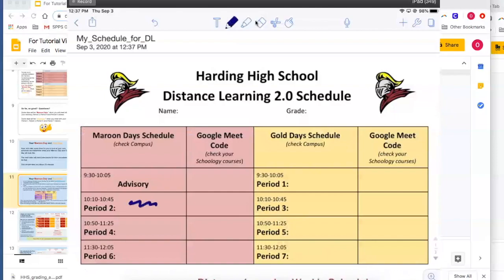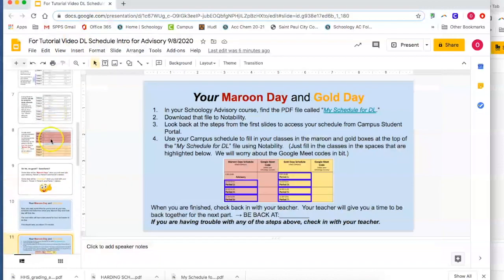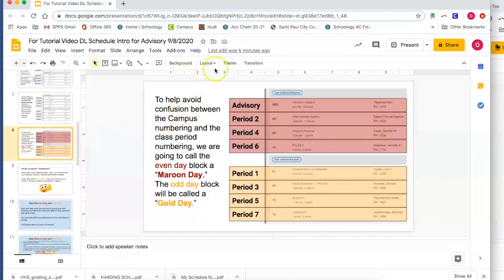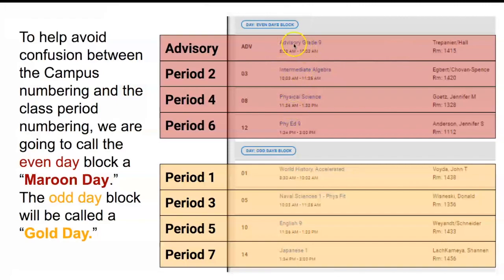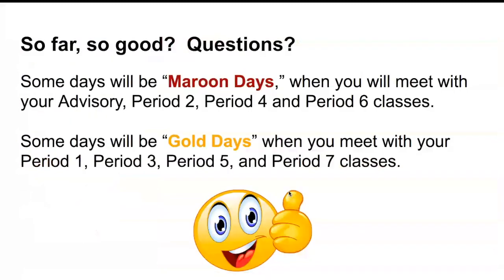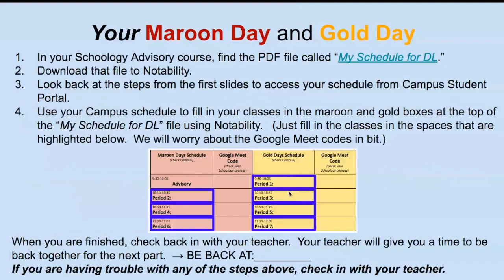What you're going to be writing in there, of course, is your class schedule. So at this point, what you would do is go back to the schedule that we pulled up here, the even and odd schedule, and take a minute to copy the courses that are going to meet on the maroon days. Of course, we already have advisory filled in there, but you'd fill in your period 2, 4, and 6 on the maroon day, and you'd fill in your period 1, 3, 5, and 7 on the gold day.